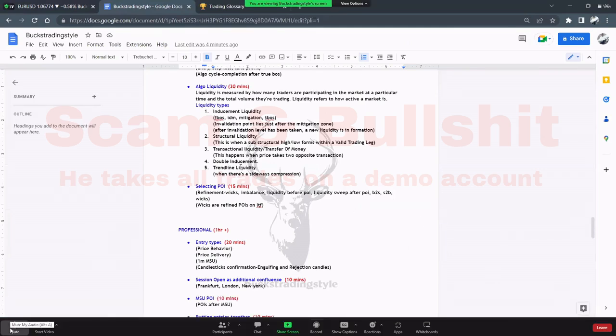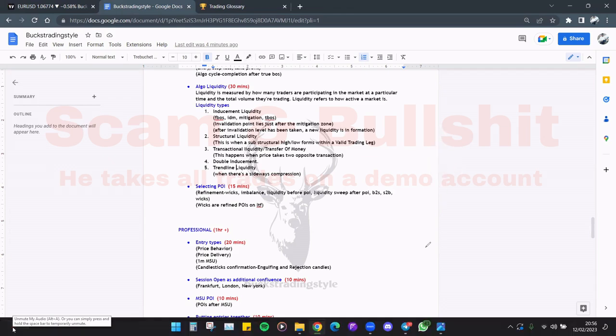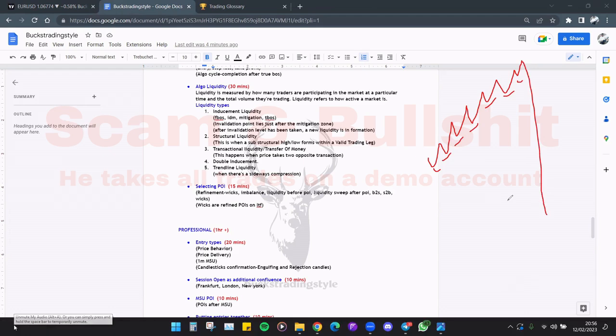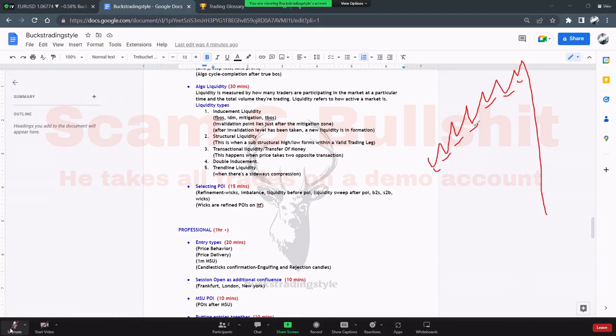Now, the next type of liquidity, this is the one everybody knows, the normal trend line liquidity. When we have compression, price is creating all of these lows that serve as liquidity for future transactions. Price is going to come and take out this low right here, which should be your target.